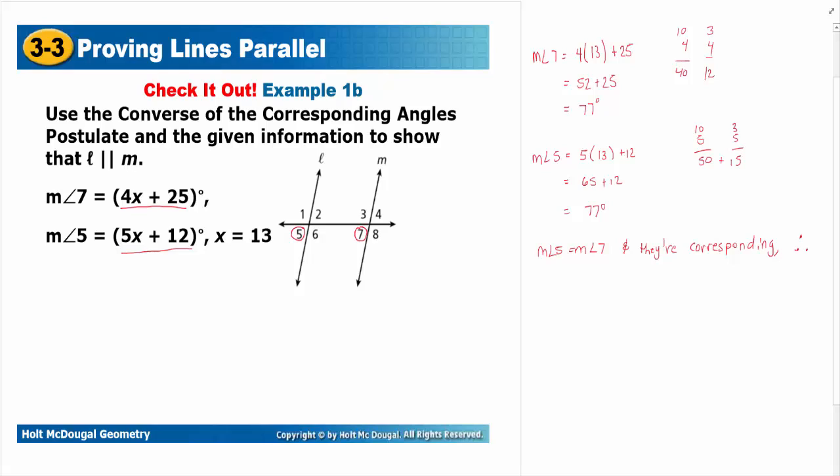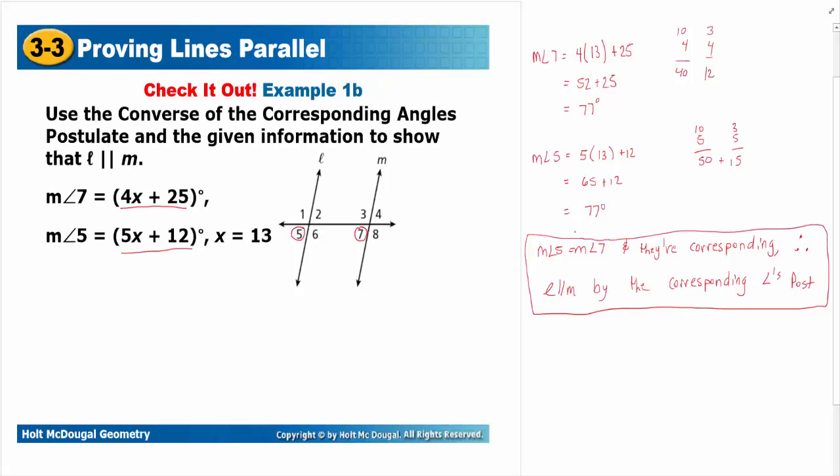Therefore, my 3 dots, L is parallel to M by the corresponding angles postulate. And circle that.